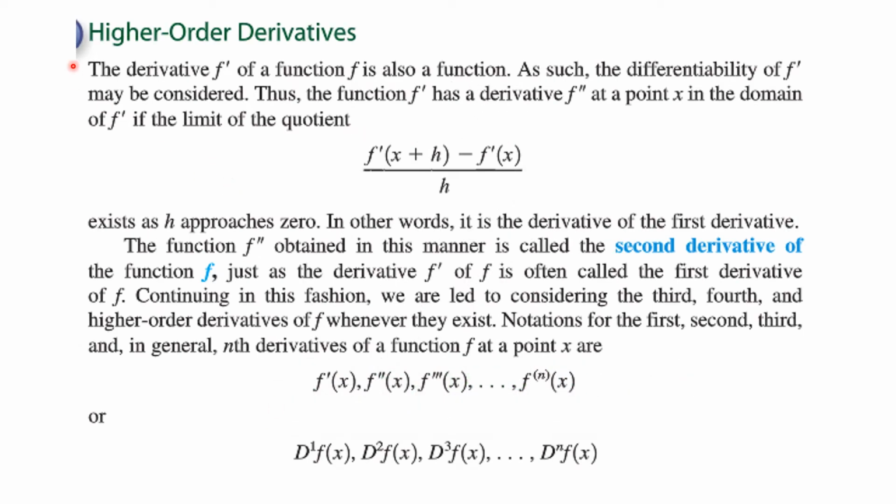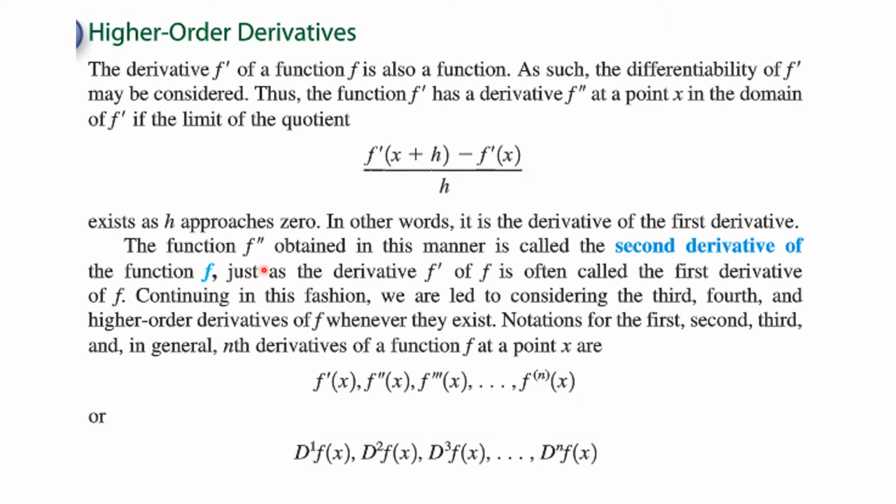The topic is higher order derivatives. The derivative f prime of a function is also a function in itself. As such, the differentiability of f prime may be considered, and we would proceed to calculate that by looking at the limit of the difference quotient, f prime of x plus h minus f prime of x all over h, and whether it exists or doesn't exist as h goes to 0. In other words, it is the derivative of the first derivative.